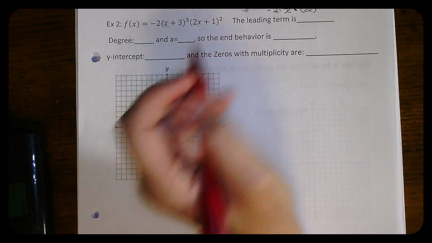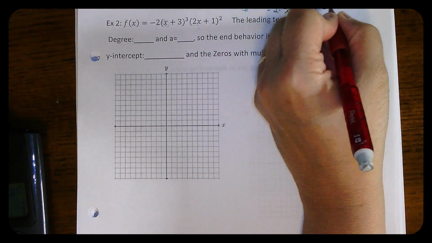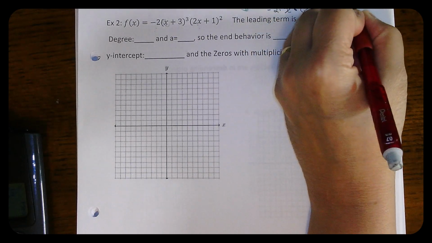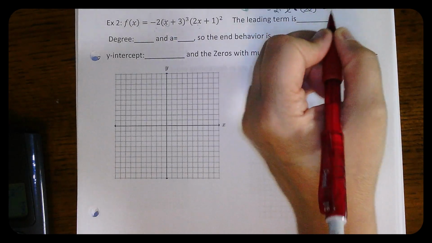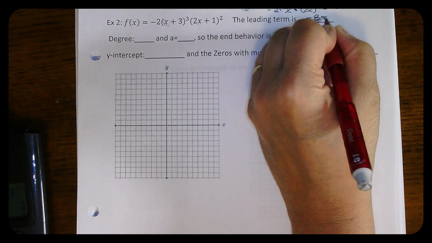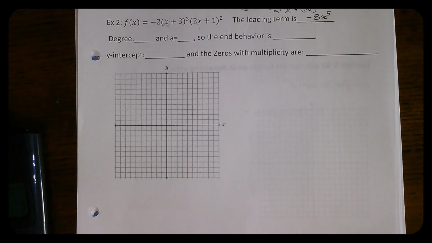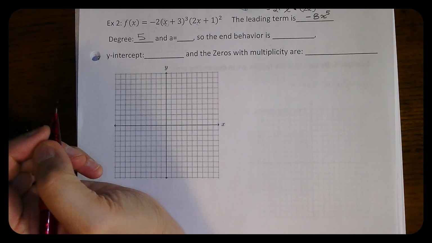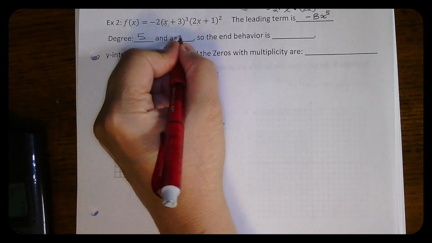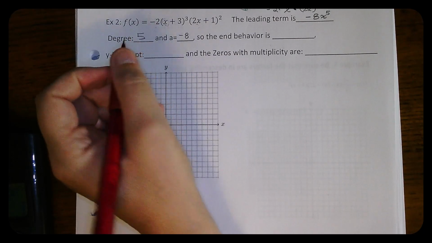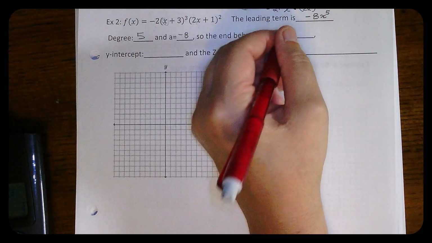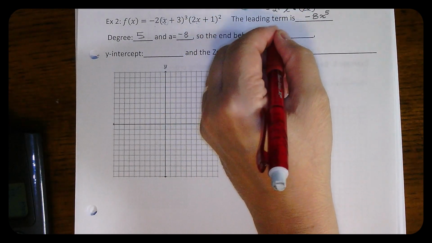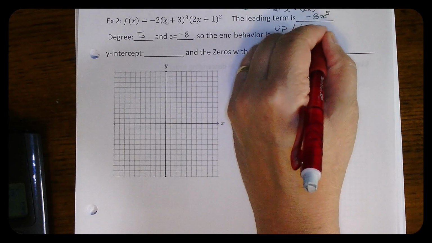Very tricky. So that's going to give you negative 2x cubed times 4x squared. So the leading term is negative 8x to the 5th. That's the leading term. So that tells me that this is a 5th degree polynomial, and a is negative. So again, if it's an odd degree and a is negative, it's going to be in opposite directions, but it's not down, up. It's a decreasing function, so it's going to be up, down.